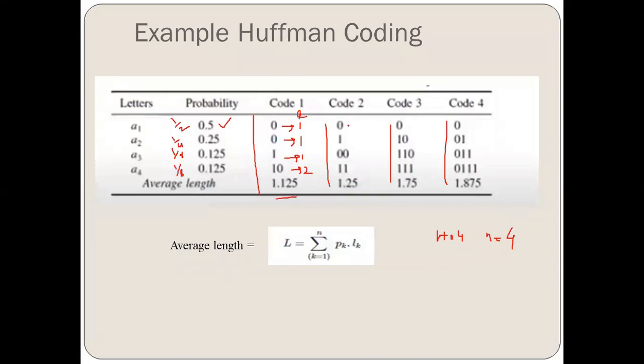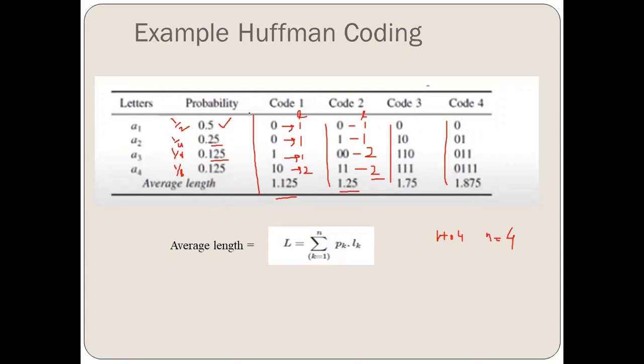Next, this particular code has the length as 1, length as 1, length as 2, and length as again 2. So this will be 0.5 multiplied by 1 plus 0.5 multiplied by 1 plus 0.125 multiplied by 2 plus 0.125 multiplied by 2. So this gives us 1.25.